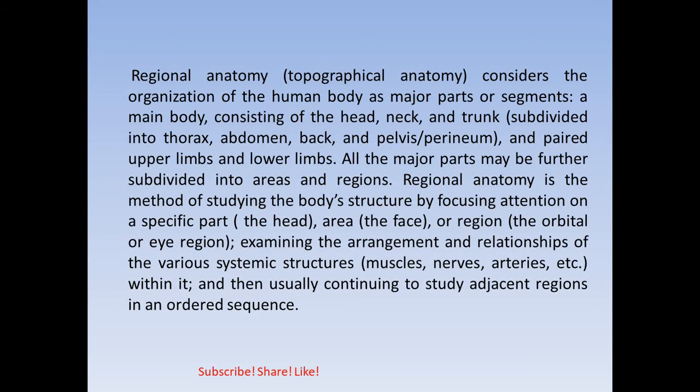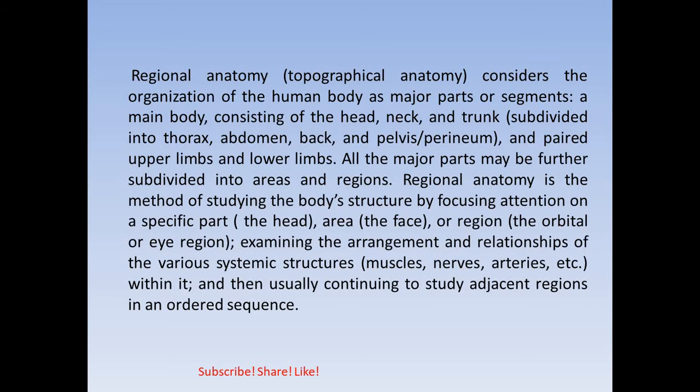Regional anatomy, or topographical anatomy, considers the organization of the human body as major parts or segments: a main body, consisting of the head, neck, and trunk, subdivided into thorax, abdomen, back, pelvis, and perineum, and paired upper limbs and lower limbs. All the major parts may be further subdivided into areas and regions.